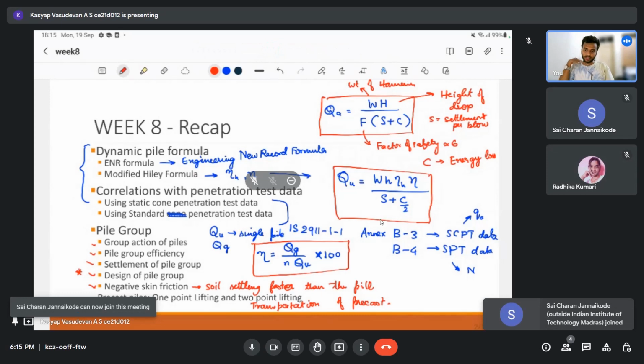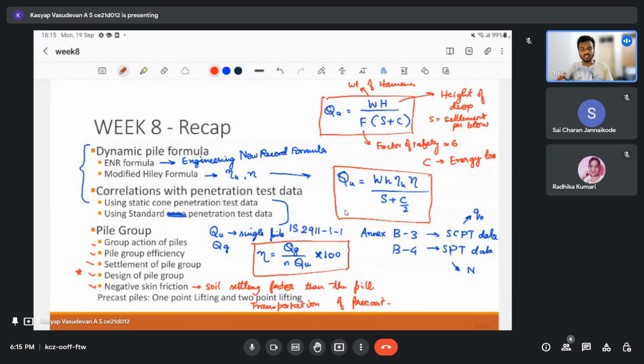That's why there are two types of lifting, one point lifting as well as two point lifting. In both cases, the stresses acting on the precast pile are different, because one point lifting will cause more moment than two point lifting. So that was slightly discussed. This is important because these stresses will govern how much reinforcement has to be given to the pile, because we are not expecting much flexural stress on piles during their action as a foundation.